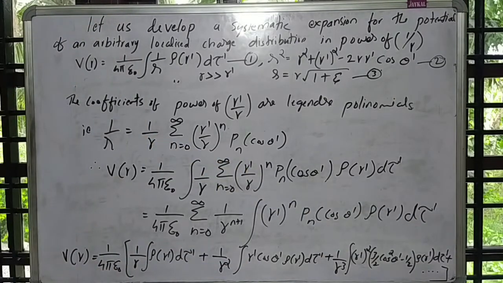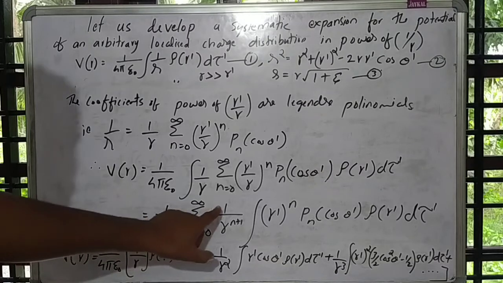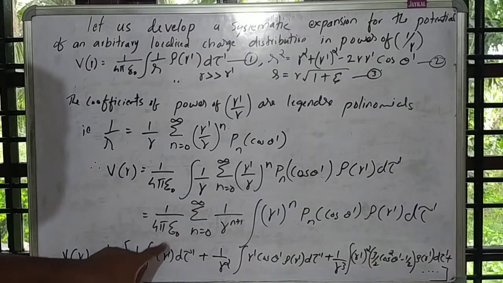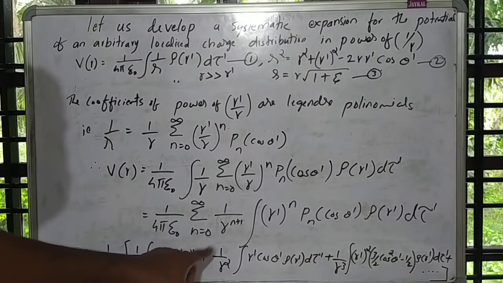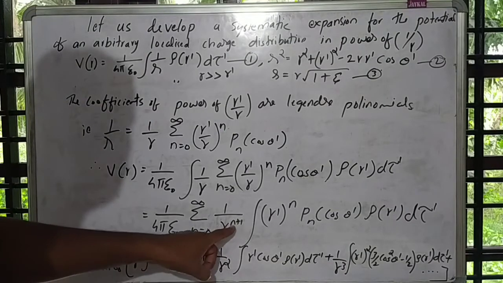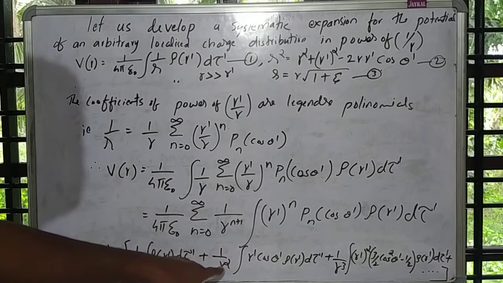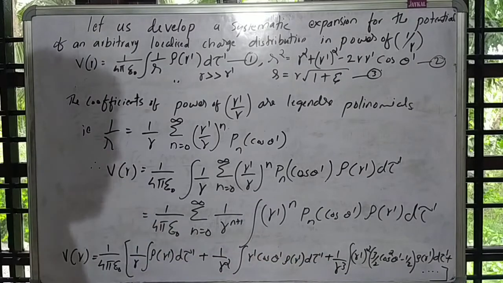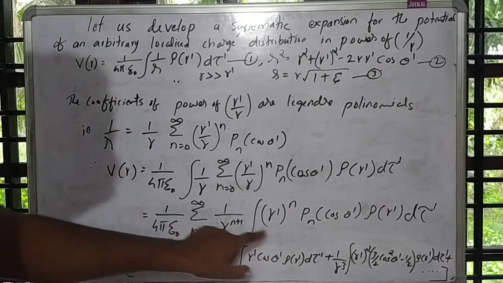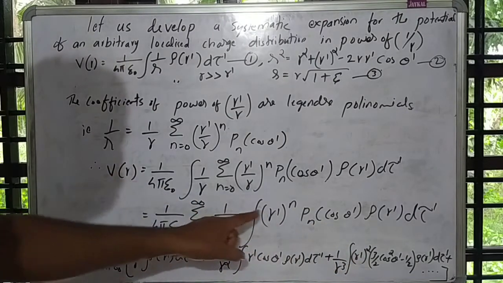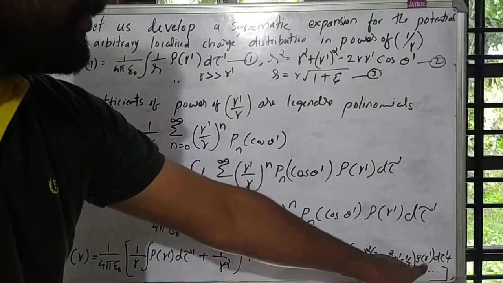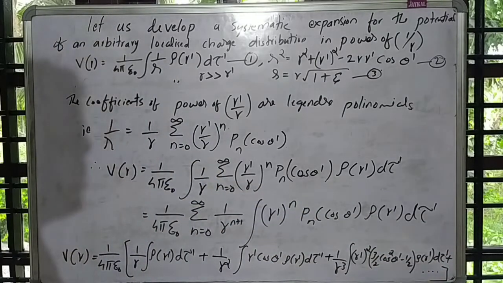Okay, so we can expand this term more explicitly. V of r is equal to, the first term is 1 over 4 pi epsilon 0. When n is equal to 0, we will get 1 by r integral rho of r dash d tau dash, plus, if n is equal to 1, 1 by r square integral r dash cos theta dash rho of r dash d tau dash, plus, if n is equal to 2, then 1 by r cube integral r dash square times 3 by 2 cos square theta dash minus 1 into rho of r dash d tau dash, plus etc.